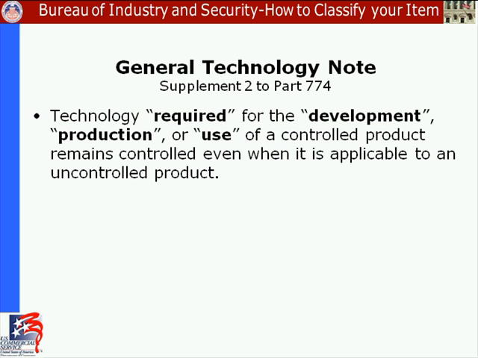The same thing for the use technology. Even if this technology may be applicable for a machine tool decontrolled by 2B001, a decontrolled machine tool, the technology required for a controlled machine tool is controlled, even if it's applicable for an uncontrolled machine tool.